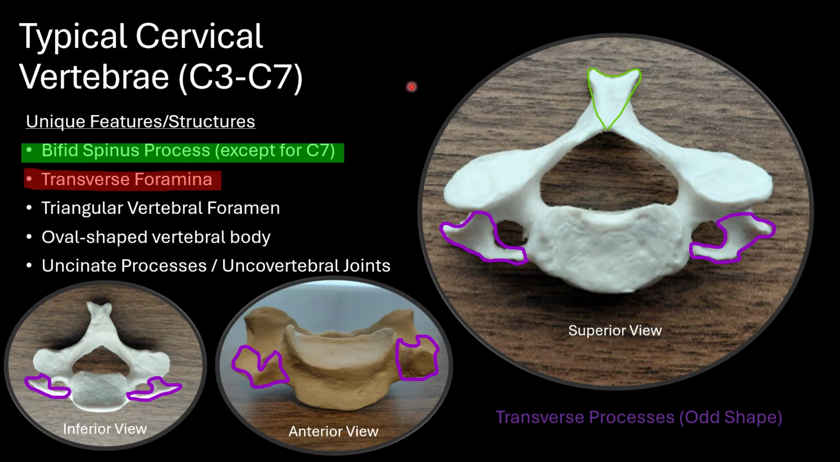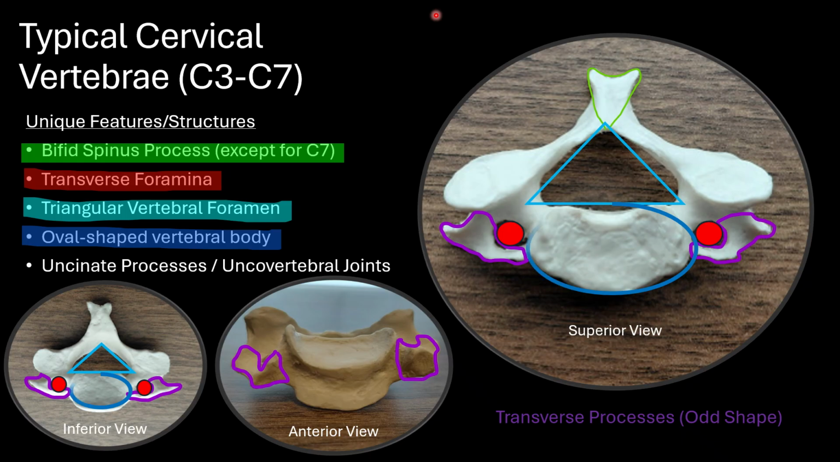So between all of that, between the transverse processes, as well as the pedicle and the body right here, in the cervical region, we have transverse foramina, one on each side. And normally, they all carry the vertebral artery and the vertebral vein, except C7 typically only carries the vertebral vein. Do note that individual variations do exist. The vertebral foramen is triangular shaped, and then the vertebral body itself is overall oval shaped.